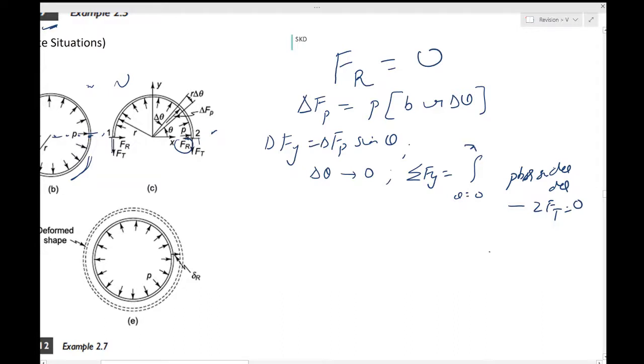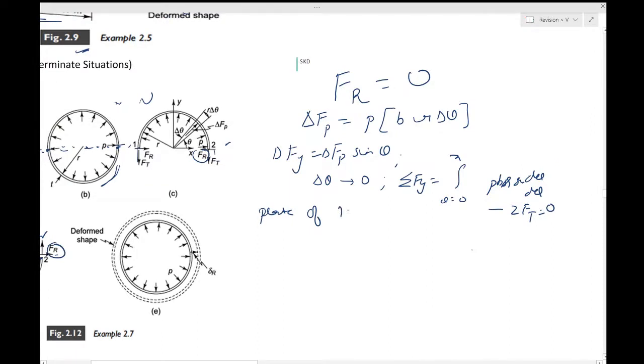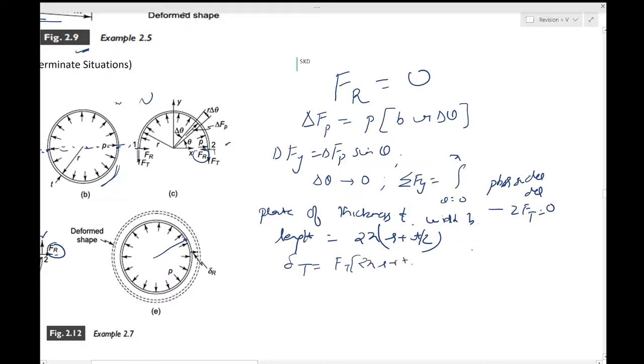The second part would be about deformation, which is very easy. All you have to do is assume that it's a plate of thickness t, width b, and length is 2 pi times r plus t by 2. R, as you know, is going to the middle of this, somewhere over here, so t by 2 will add the other half of it. And that way you can use delta t equal to Ft into 2 pi (r plus t by 2) by b t E. Young's modulus you will have to find from the table, if the material is given.